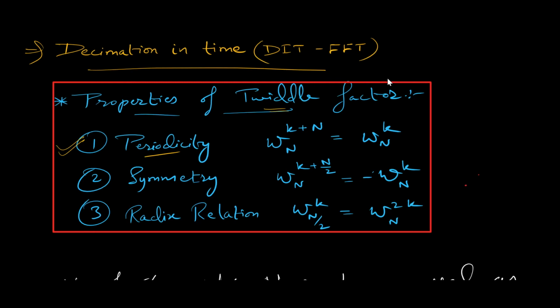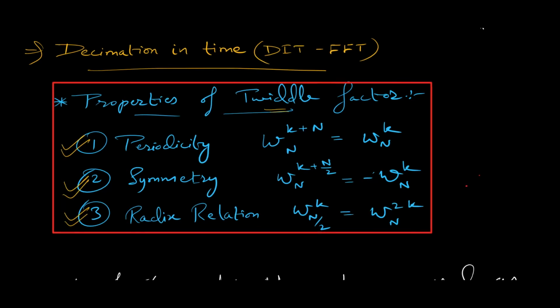Hello everyone. In today's lecture, we'll discuss decimation in time. It is one of the class of FFT, right? Fast Fourier transform. All right. So before moving to decimation in time, we must know some properties of Twiddle factor, because decimation in time FFT actually exploits the properties of Twiddle factor, right? So a Twiddle factor follows periodicity property, symmetry property, and obviously the radix relation.